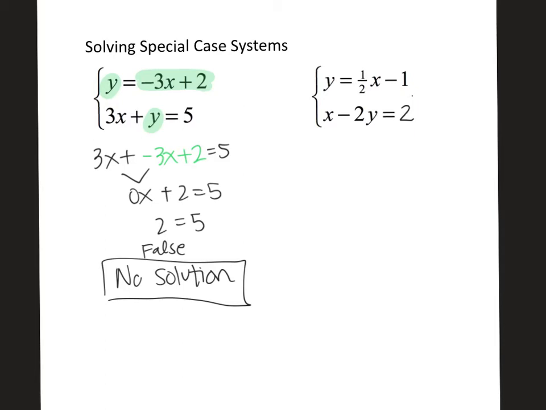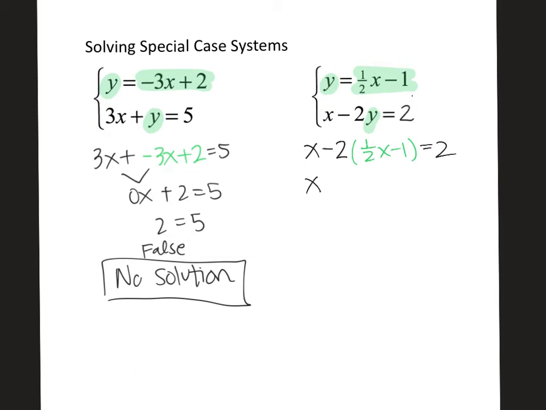In the second example, I already have my y isolated, and my y is equal to 1/2 x minus 1. And I'm going to substitute 1/2 x minus 1 into the other equation. When I substitute that in, I get x minus 2, and I'm going to go ahead and plug in my parentheses, 1/2 x minus 1. And that is going to be equal to 2.